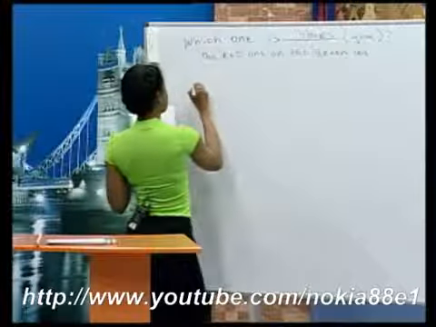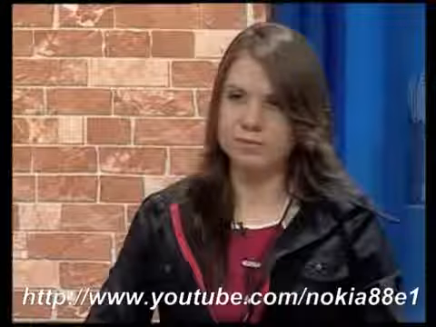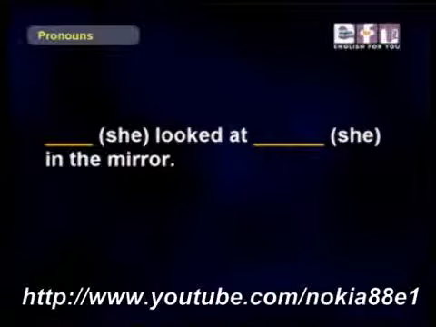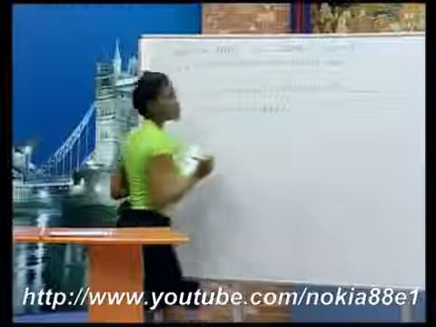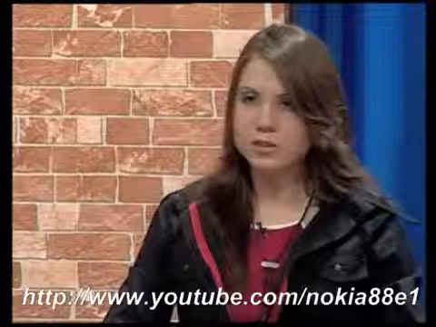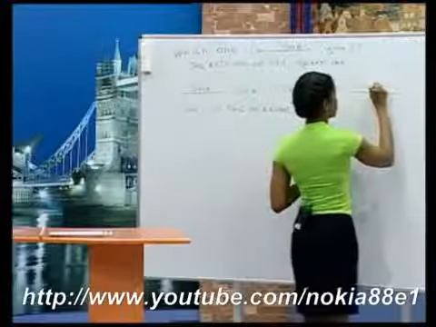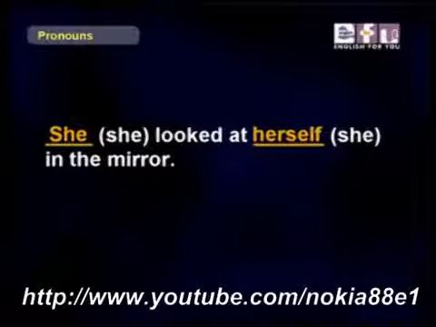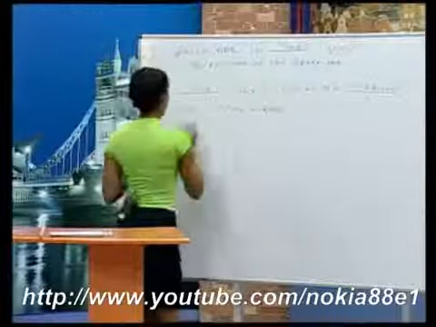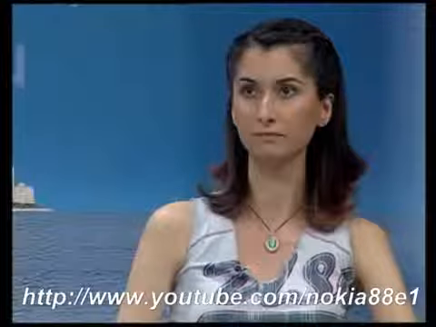Okay, let's see. Sylvia's sentence. Your clue is she, looked at. Second clue is in the mirror. Sylvia: She looked at herself in the mirror. Okay, good. She looked at herself in the mirror. Excellent.